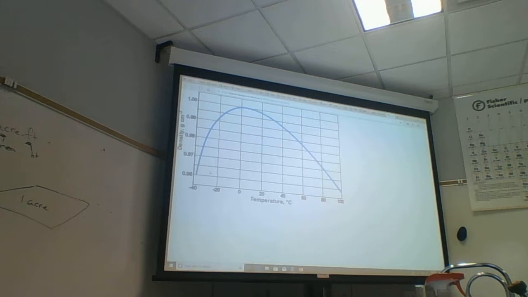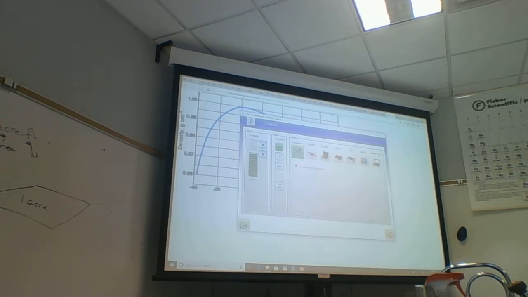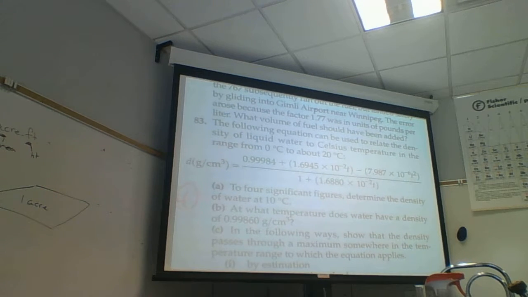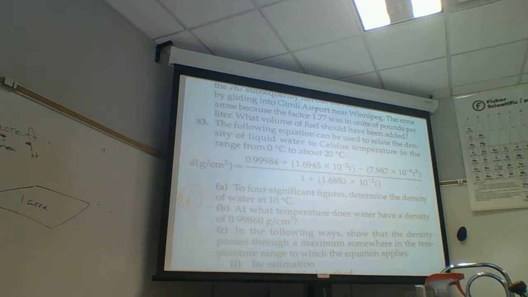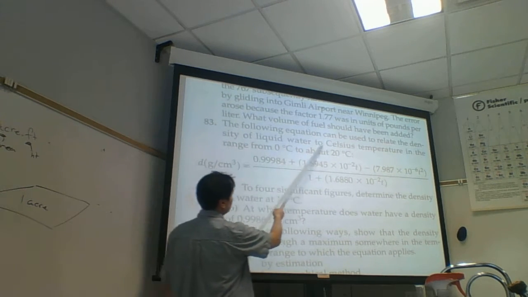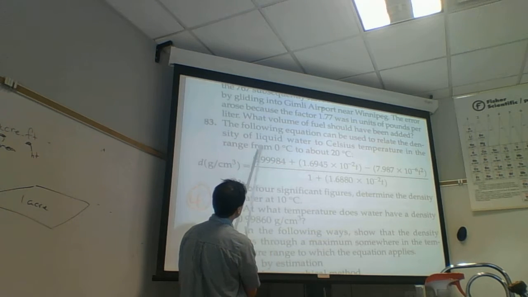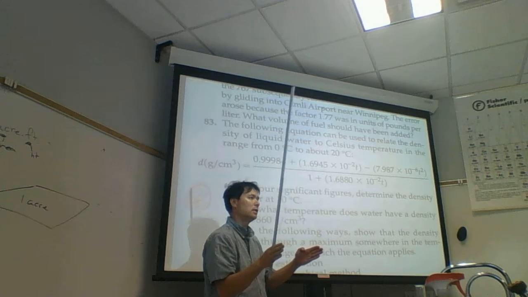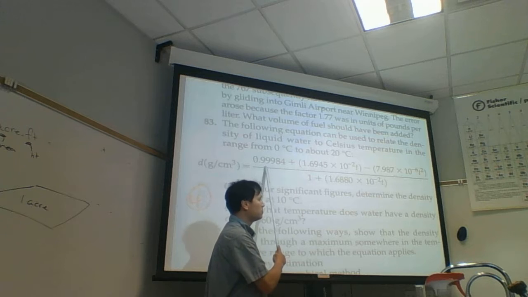There is a mathematical relationship. Do you know what that mathematical relationship looks like for this? So let's take a look. The following equation can be used to relate the density of liquid water to Celsius temperature in the range from 0 to about 20 degrees C. So from about 0 degrees C to 20 degrees C, the curve fits this mathematical pattern.